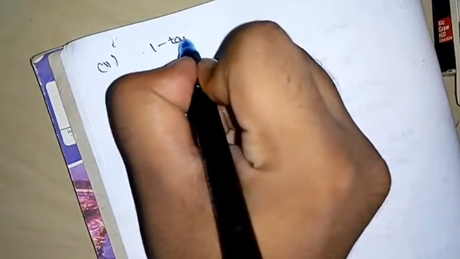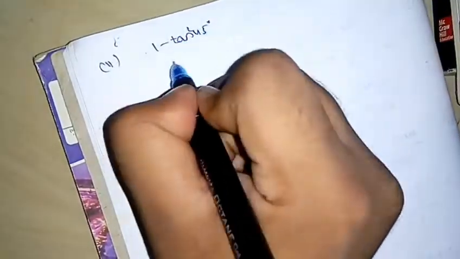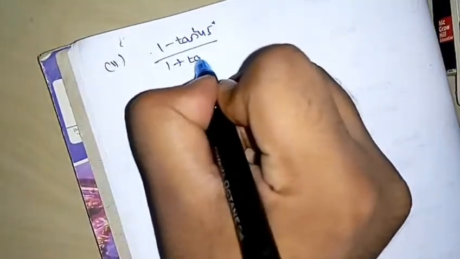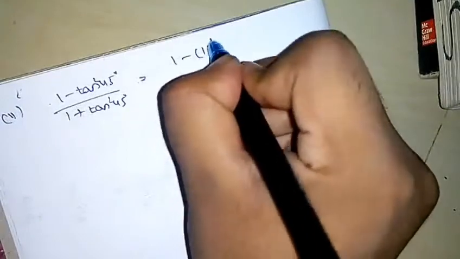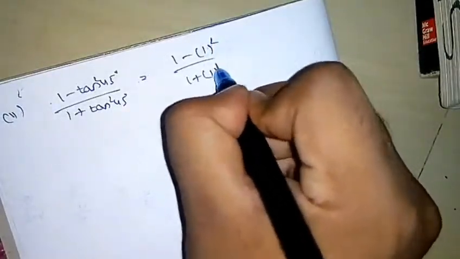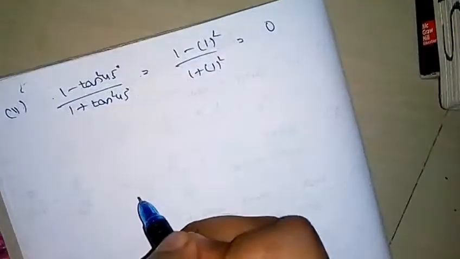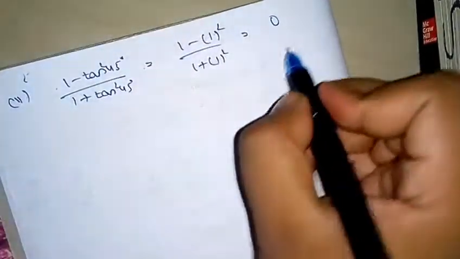Second bit is 1 minus tan square 45 degrees by 1 plus tan square 45 degrees. This will be equal to 1 minus tan 45 is 1, 1 square by 1 plus tan 45 is 1, 1 square. This is equal to 0. This is option D.